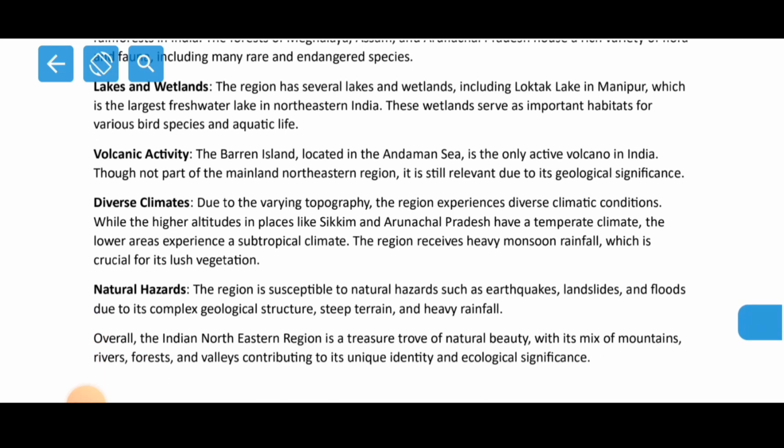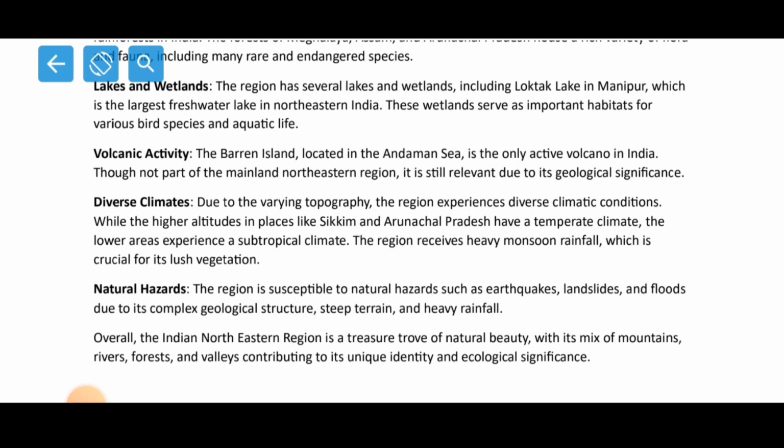So now what do we have more? All right, let's go to volcanic activity. Barren Island, located in the Andaman Sea, is the only active volcano in India. So now suppose you are asked which island in India is the only active volcano in our country, you should be able to say Barren Island. What is the name of the island? The Barren Island. Where is it located? It is located in the Andaman Sea. So it is the only active volcano island in India.